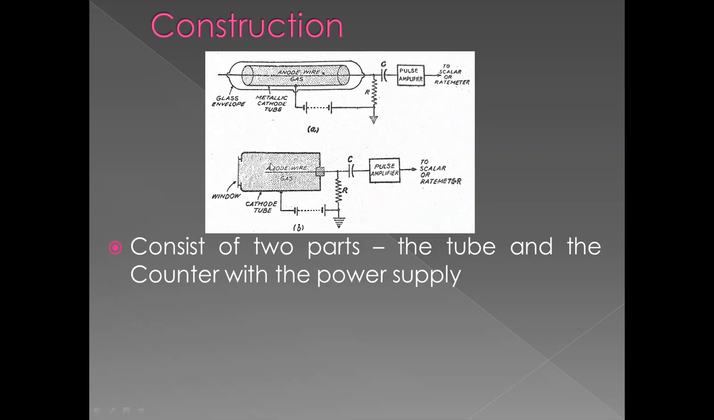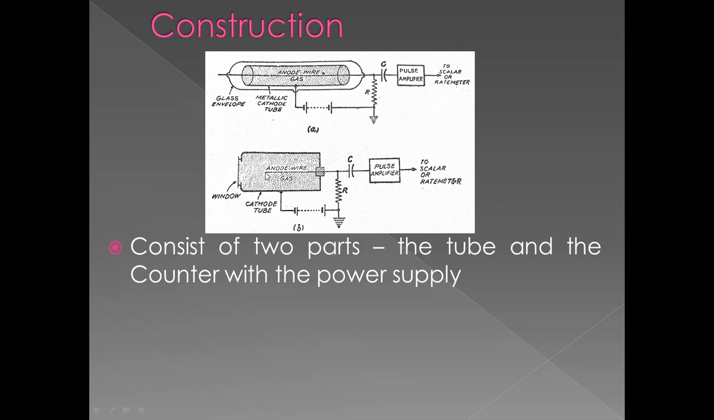However, a different design is used for less energetic beta particles and for alpha particles, whose penetration power is a bit less. For detecting these particles, an end window type of GM tube is used, where at one end of the tube there is a window of thin mica. The mica window allows the particle to enter.